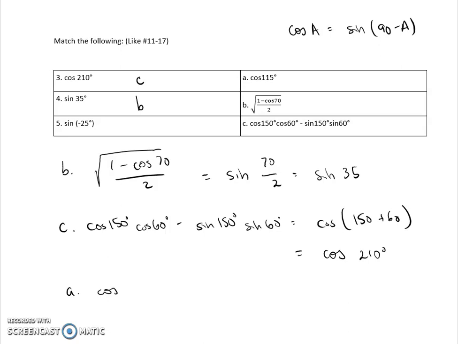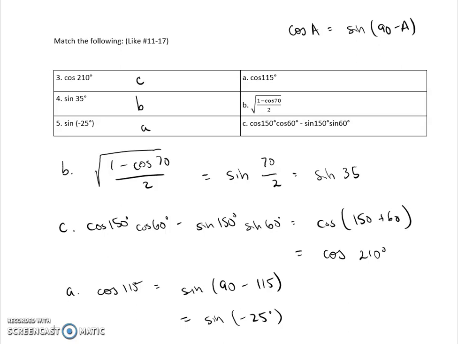All right, so if we've got cosine 115, that's going to be sine 90 minus 115, and that's going to give us the sine negative 25. Okay, so that's this one. I thought we might have had a typo there, but that actually worked out. Okay, so we get sine of negative 25 and those match.